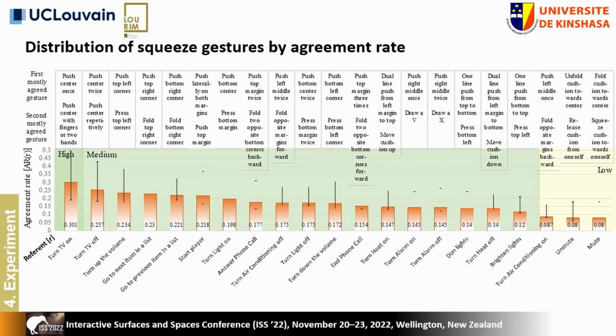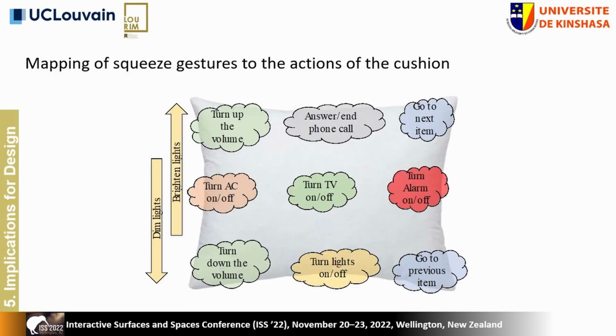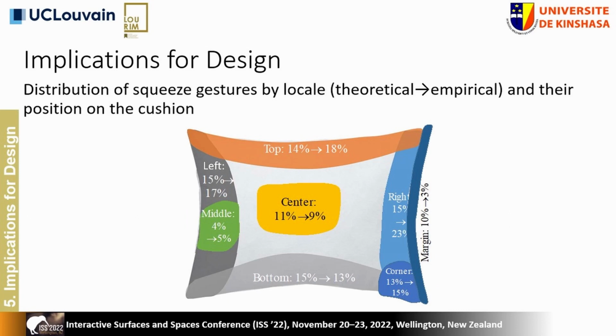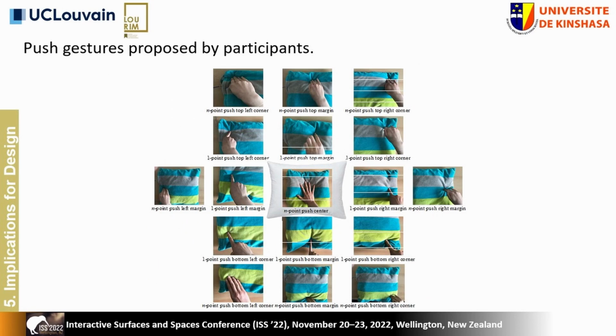We identified a wide range of gestures which were clustered by similarity. Tasks such as turn TV on and turn TV off resulted in a very high agreement between the participants, while other tasks such as turn aircon on, mute, or unmute had very low agreement, probably because of their different levels of familiarity. Gestures were applied on different parts of the cushion depending on the task, such as turning the TV on or off, which was mainly performed in the middle of the cushion. Many gestures also involve the top and right side of the cushion.